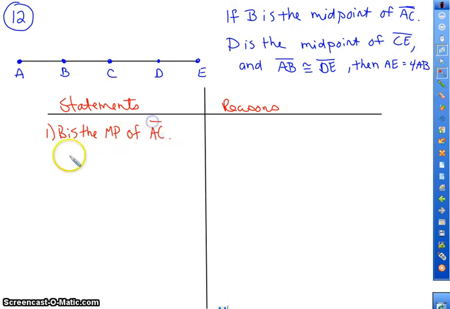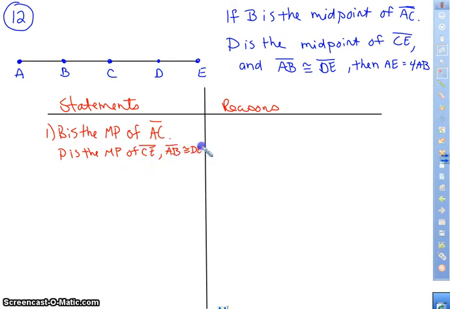Okay. D is the midpoint of CE, and AB is congruent to DE. These are my givens. Now, the only thing I can mark on my picture at this point is that AB, which is right here, is congruent to DE.